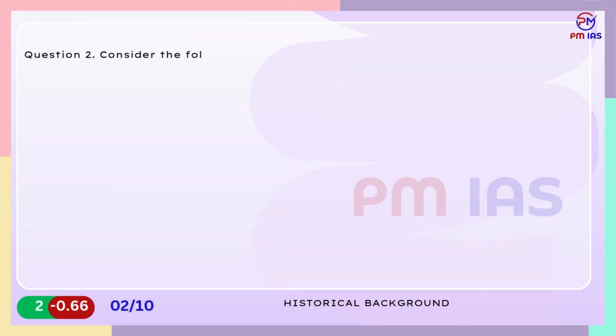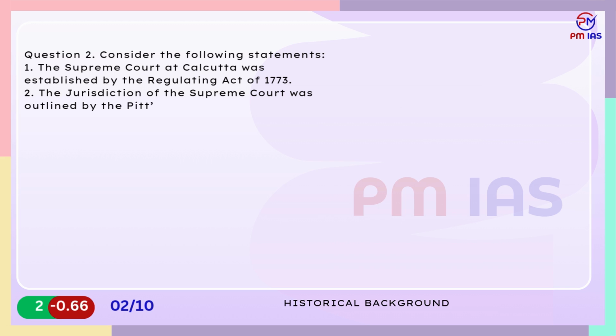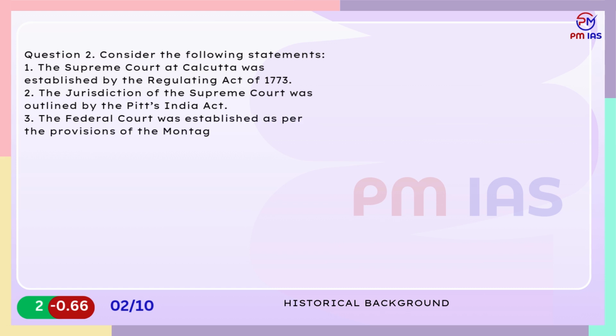Question 2. Consider the following statements. 1. The Supreme Court at Calcutta was established by the Regulating Act of 1773. 2. The jurisdiction of the Supreme Court was outlined by the Pitt's India Act. 3. The Federal Court was established as per the provisions of the Montagu-Chelmsford reforms.